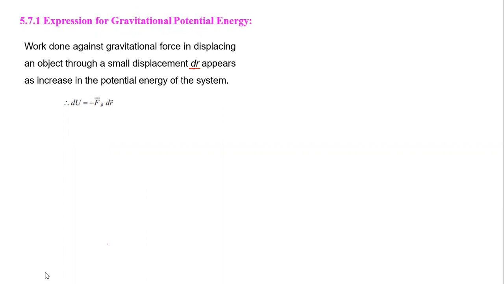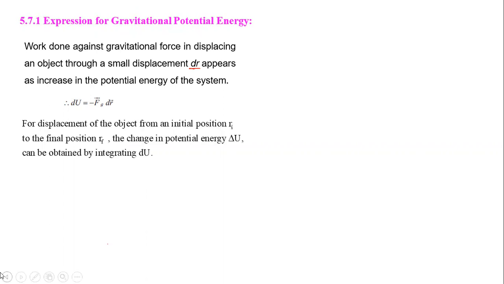So the minus sign indicates that this work is done against the gravitational force. Now, for displacement of an object from initial position Ri, i for initial, to final position Rf, the change in potential energy can be obtained by integrating this equation. So delta U is equal to the integration of dU within the limits Ri to Rf, Ri the initial position, Rf the final position.